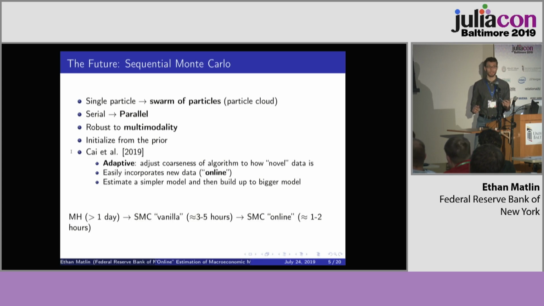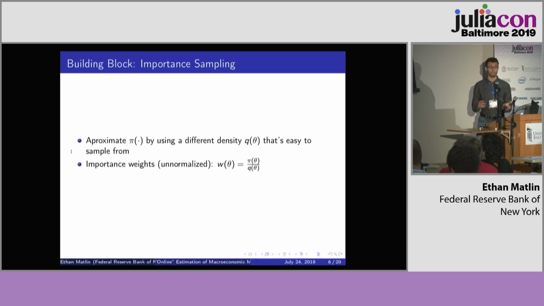So to give you a sense of the speed improvements that just changing the algorithm has given us, with Metropolis Hastings, this is all in Julia, by the way. Metropolis Hastings in Julia takes more than a day to estimate just a standard representative agent model, what we'd call a medium scale model. Switching to SMC reduced this down to 3 to 5 hours, and then switching to online SMC, where you have your estimation and then re-estimate it using where you left off, we can do this in 1 to 2 hours, which is pretty great.